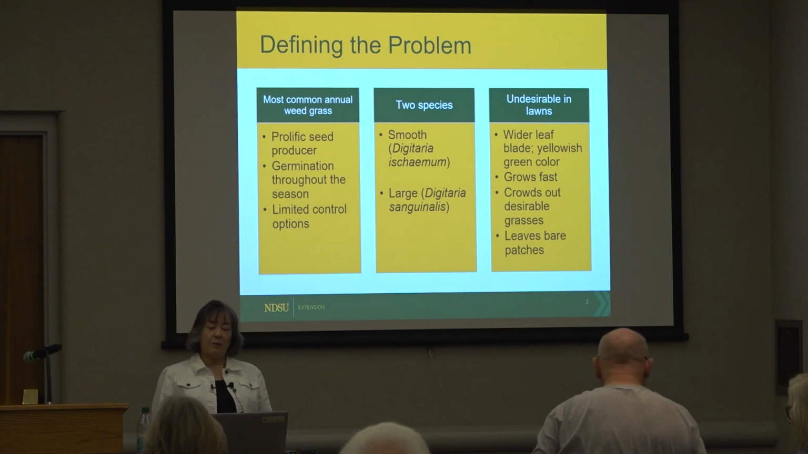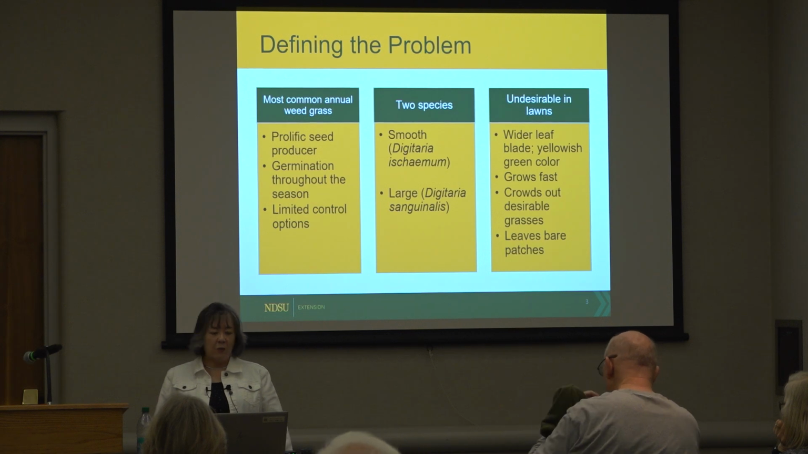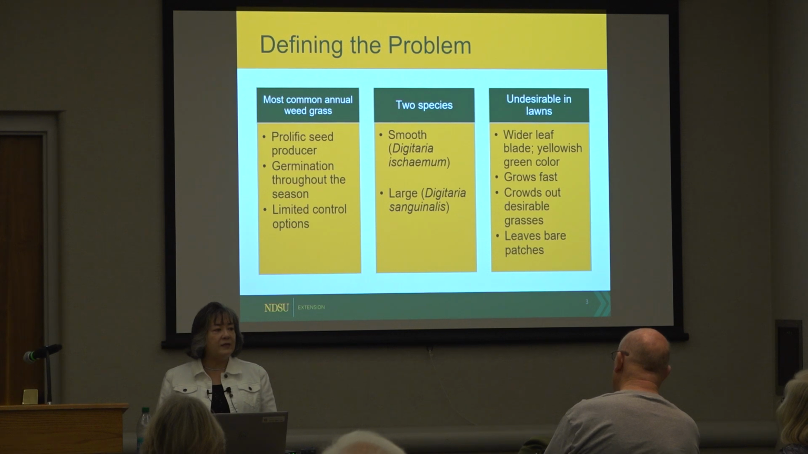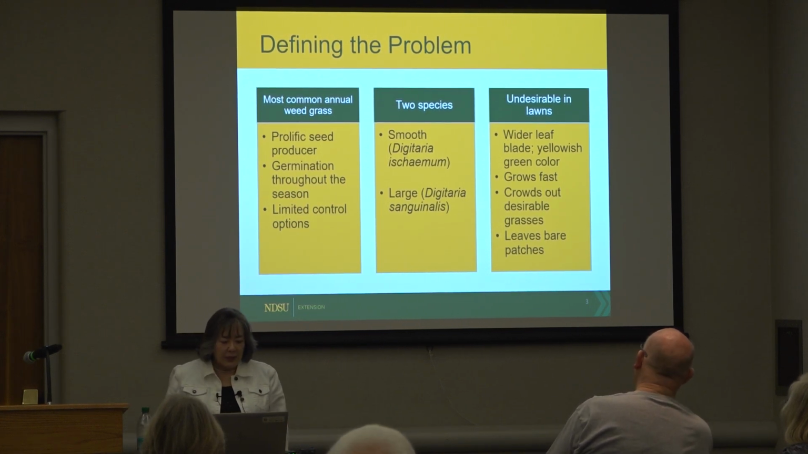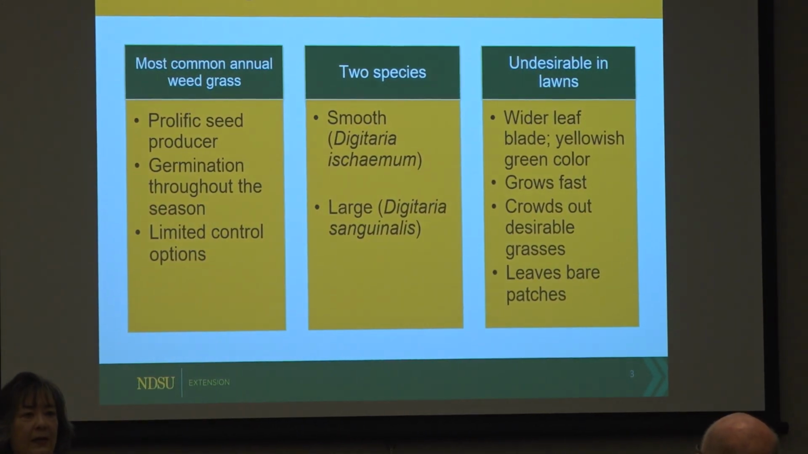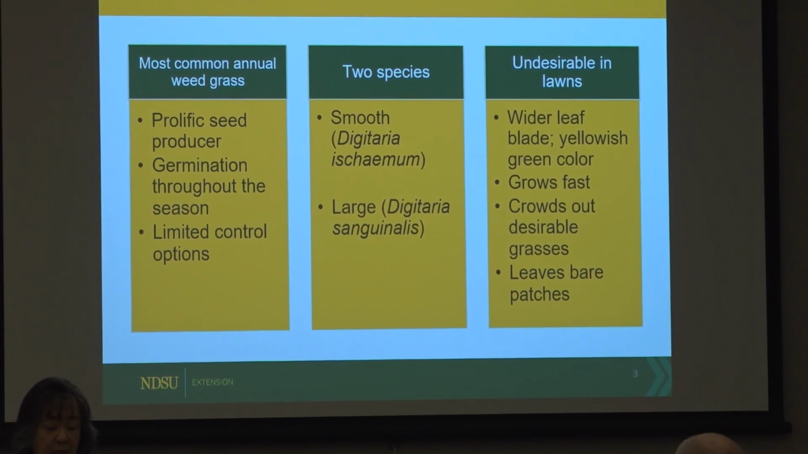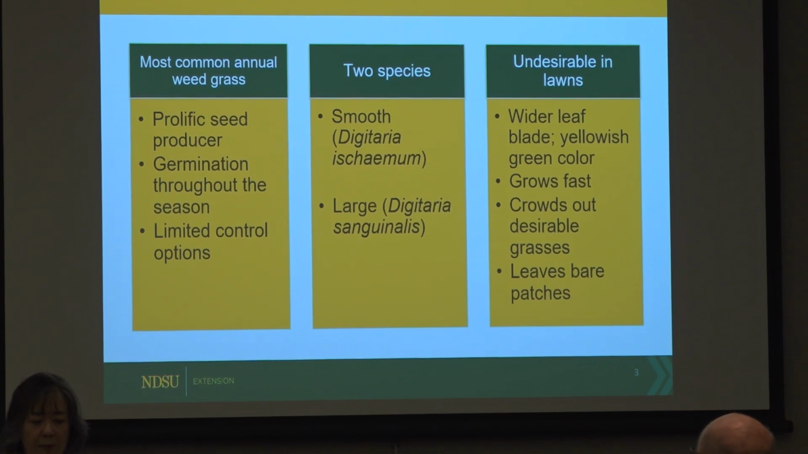So let's define the problem. Crabgrass is our most common annual weedy grass, and it's really problematic because it produces so many seeds, and those seeds build up in the soil and continue to germinate. They'll start germinating as soil temperatures warm up, and they'll continue germinating throughout most of the summer. Unfortunately, we do have limited control options, and at a certain point in the season, we actually just do give up. We have two species of crabgrass in our lawns. We've got both smooth crabgrass and large crabgrass.